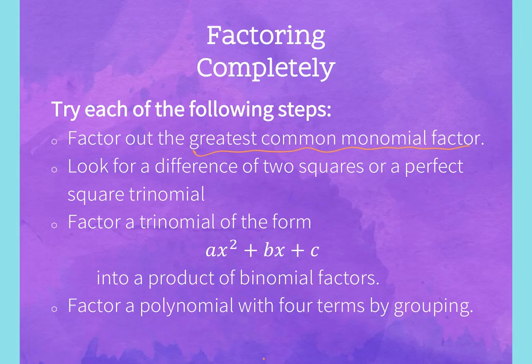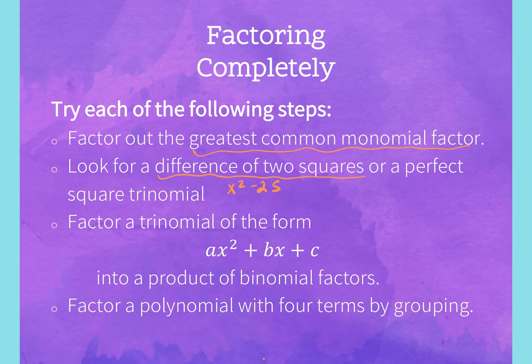Then if there are two terms, we're going to look for something called the difference of two squares. The difference of two squares is exactly what it sounds like. Difference meaning there's a minus between the two terms. Two squares meaning two perfect squares. An example of this is x squared minus 25. These are both perfect squares.